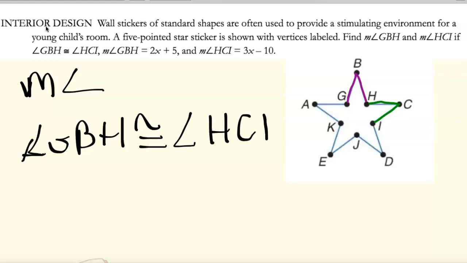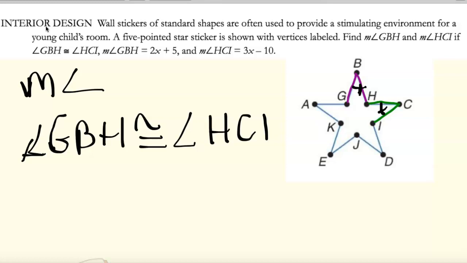So if this is true, we know that those angles are actually going to be the same. And in geometry, when they are the same, we usually denote it on the picture with a little tick mark. So we put one tick mark there, and then we would put another tick mark there to say that those are congruent. Okay, well, that is only part of the question.